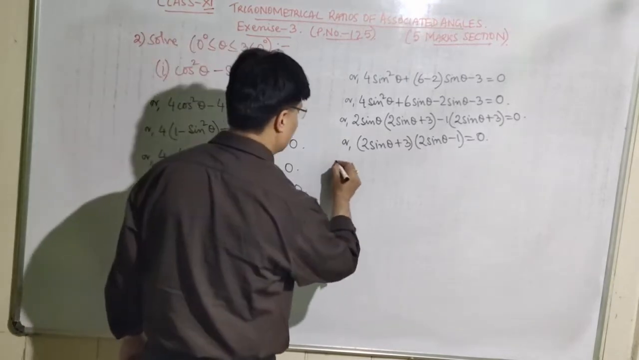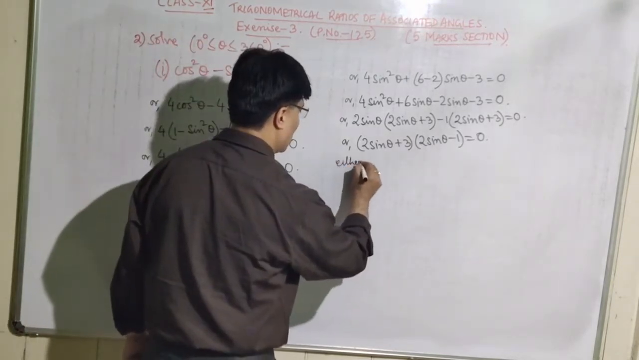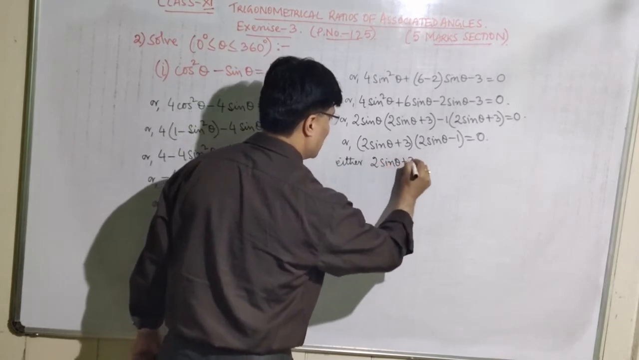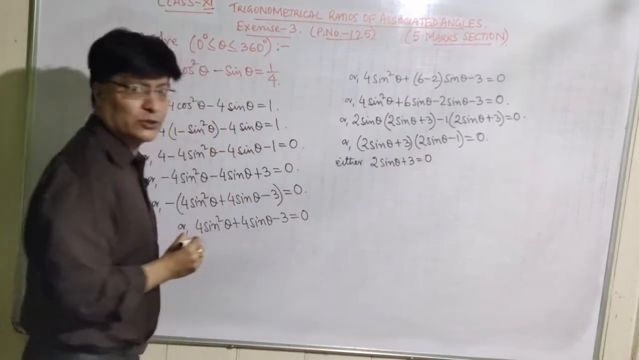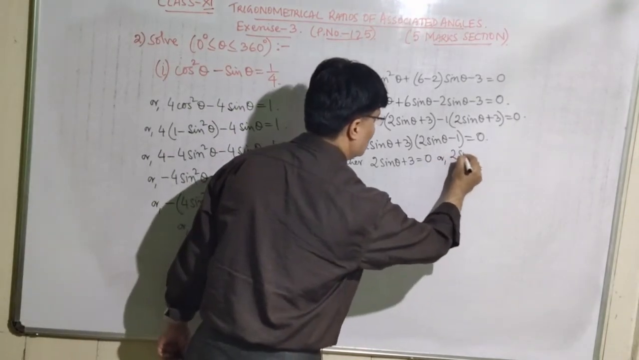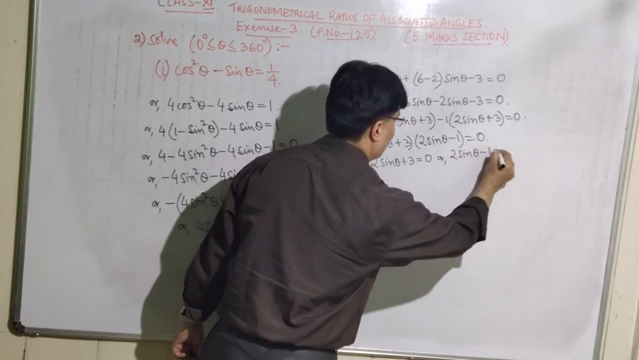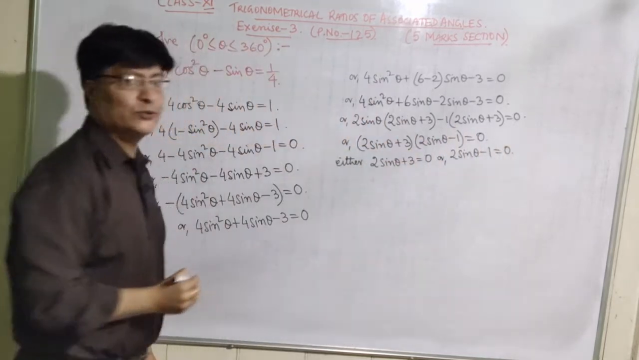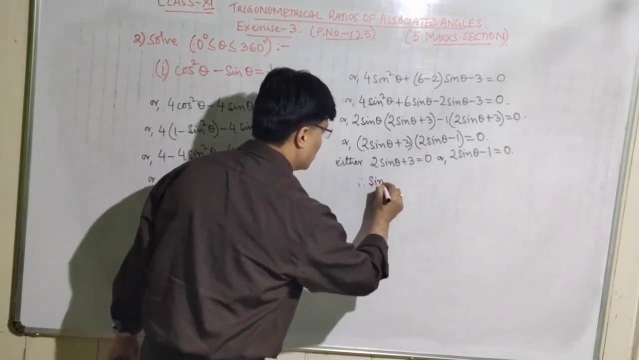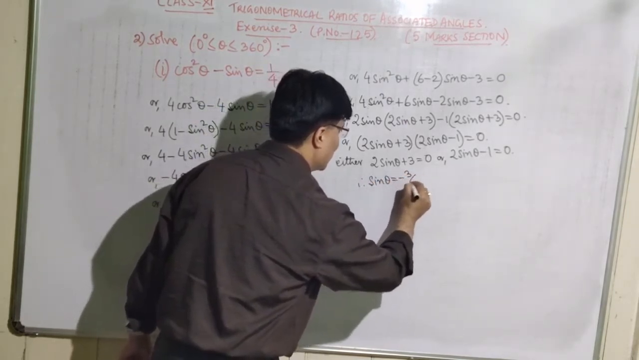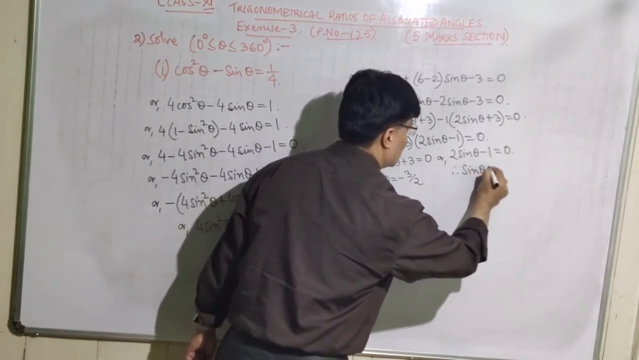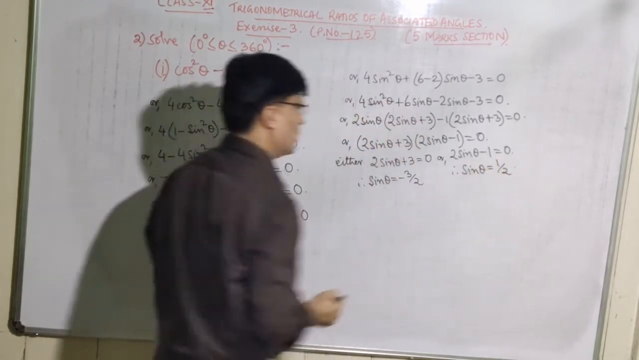So here you can write either 2 sin theta plus 3 is equal to 0, right? Or you can write 2 sin theta minus 1 is equal to 0. So what is the value for sin theta from here? So sin theta is equal to minus 3 by 2. And here, what is the value for sin theta? So sin theta is equal to 1 upon 2.